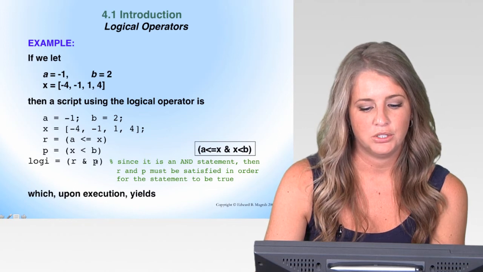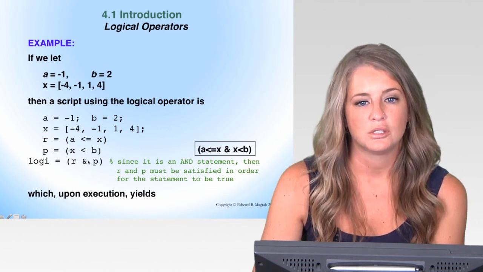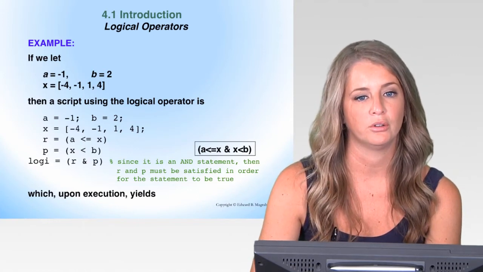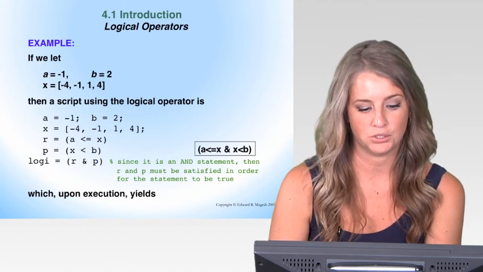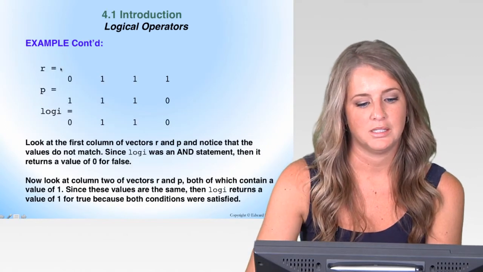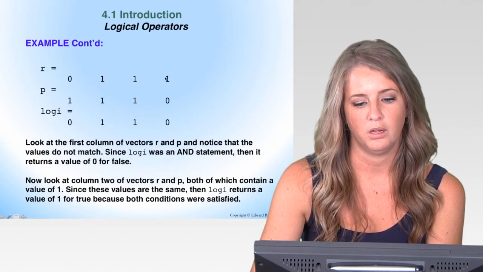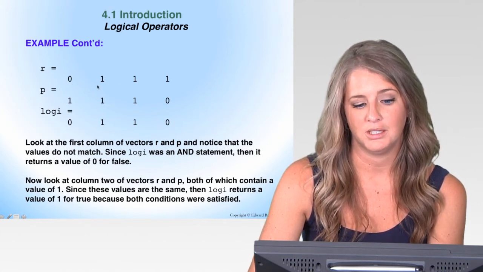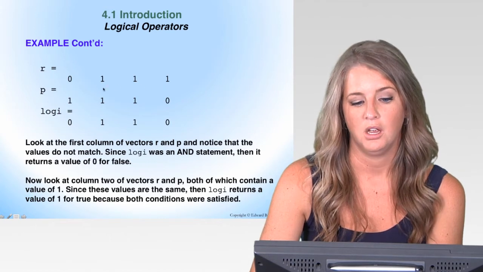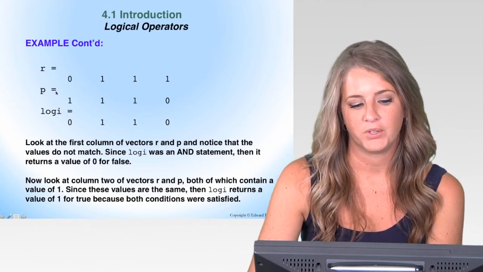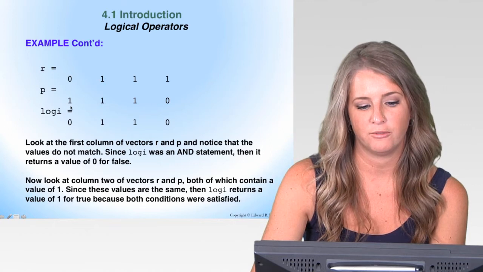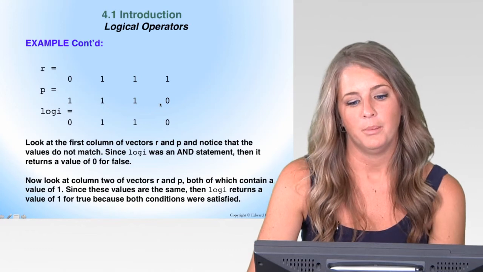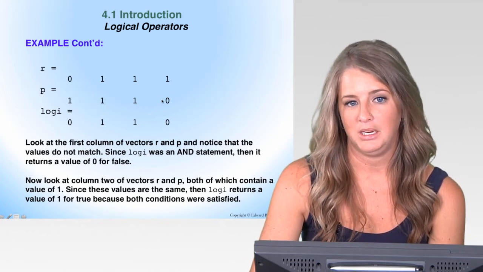And then here is using the AND statement. In this case, R and P must both be true in order for the overall expression or statement to be true. So when we execute it, we can see that R is equal to 0, 1, 1, 1. That means in this particular case, it was false. In these cases, for the vector, R was true when it was evaluated. Same thing with P, only we see now that the first three elements were true. They satisfied the conditions, but the last element of P did not.